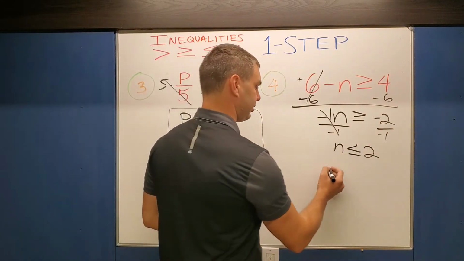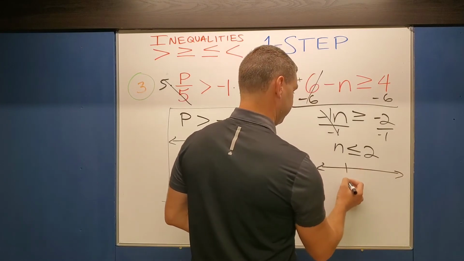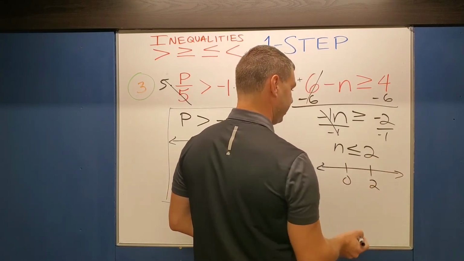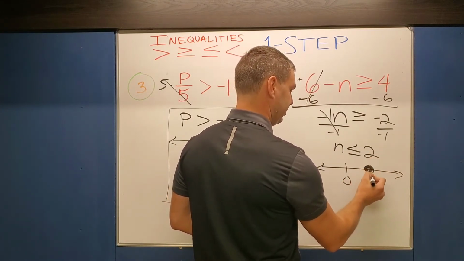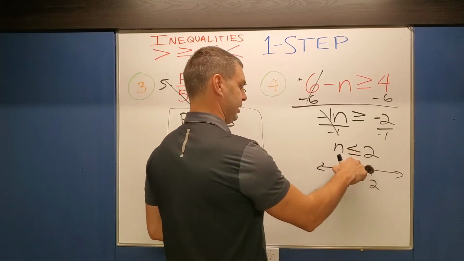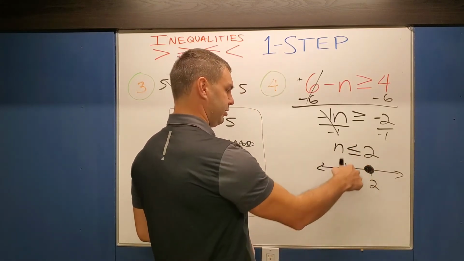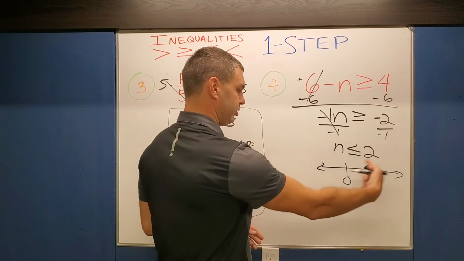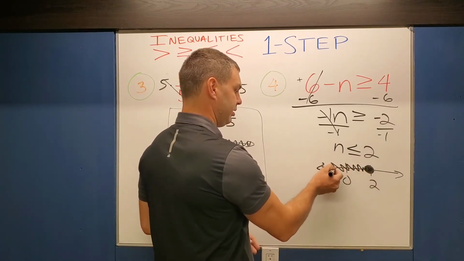The graph of this. Again, use 0 and the number you're working with, 2. I like to put a closed dot here because it's going to be less than or equal to. And then is 0 less than or equal to 2? Yeah, so I can shade towards the 0. That's my test point. Shading this way.